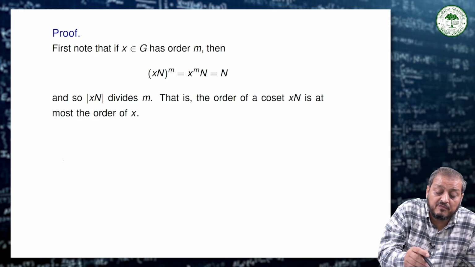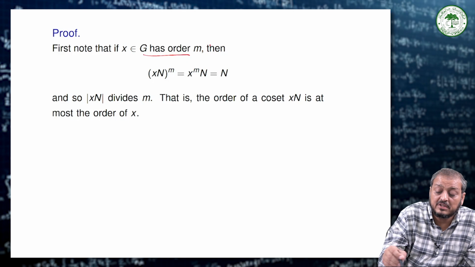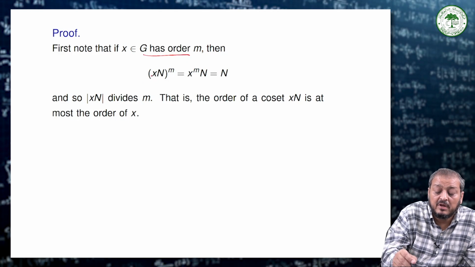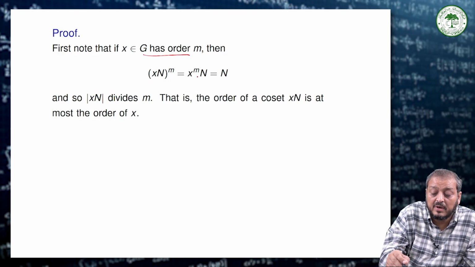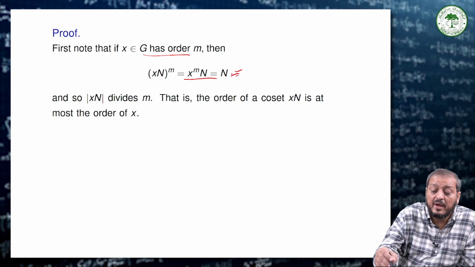Okay, so first let us note that x is an element of G with order m, a maximal order. Then (xN) to the power m can be written as x to the power m times N, and now this is nothing but equal to N.